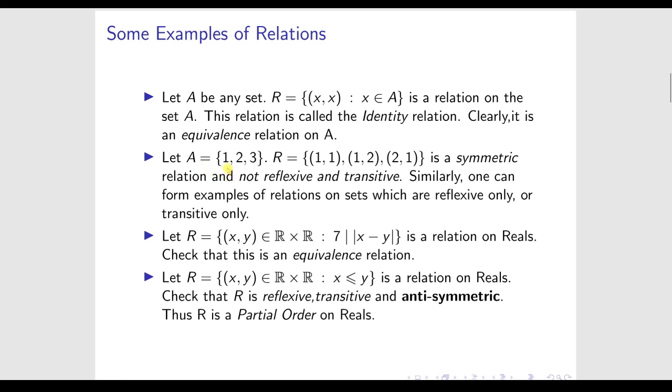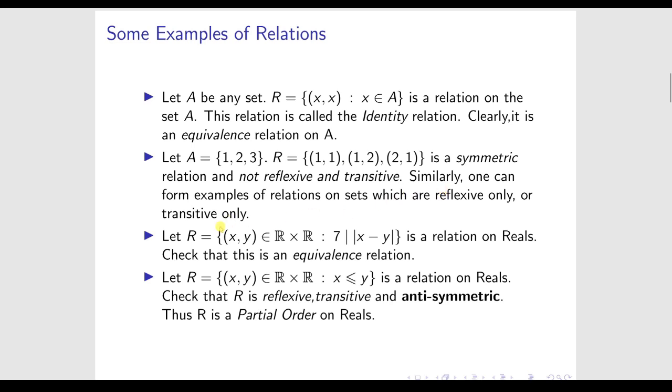Let A be the set containing 1, 2 and 3 and R be the set of all ordered pairs (1, 1), (1, 2) and (2, 1). Note that R is a symmetric relation and not reflexive and not transitive. This is because (2, 2) is not in R. Similarly, one can form examples of relations on sets which are reflexive only or transitive only.